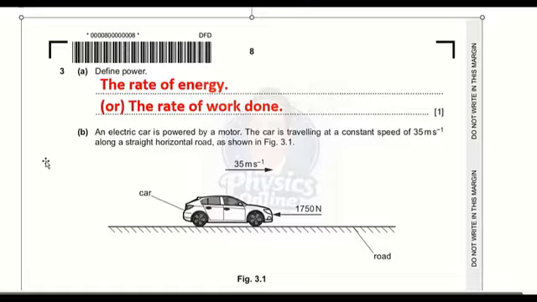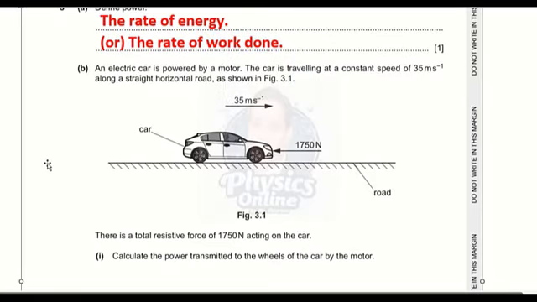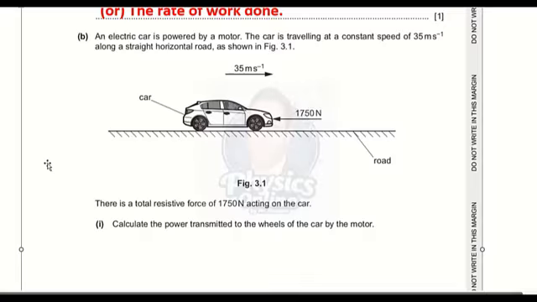B. An electric car is powered by a motor. The car is traveling at a constant speed of 35 meters per second along a straight horizontal road as shown in the figure. There is a total resistive force of 1750 newtons acting on the car. Calculate the power transmitted to the wheels of the car by the motor.